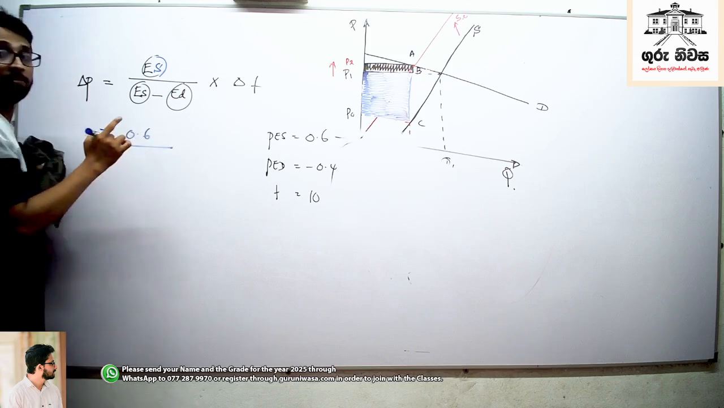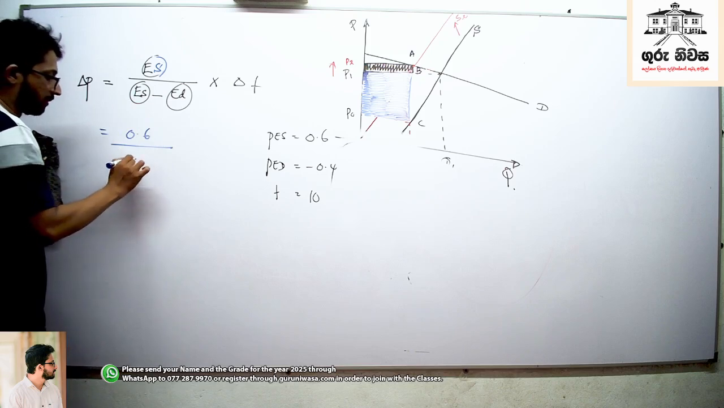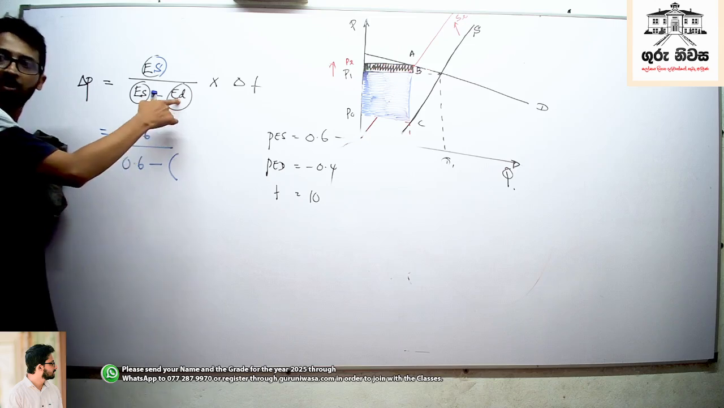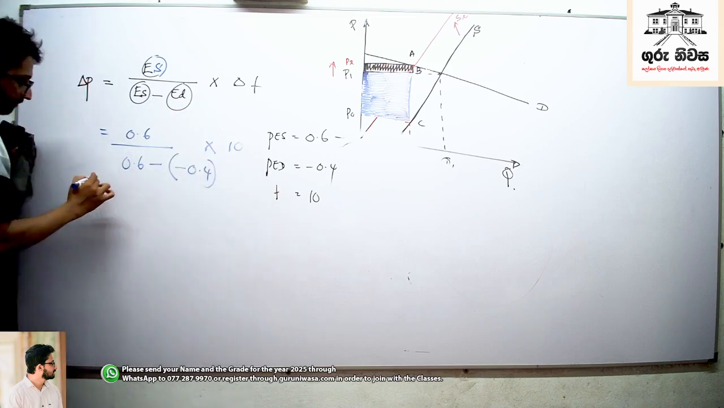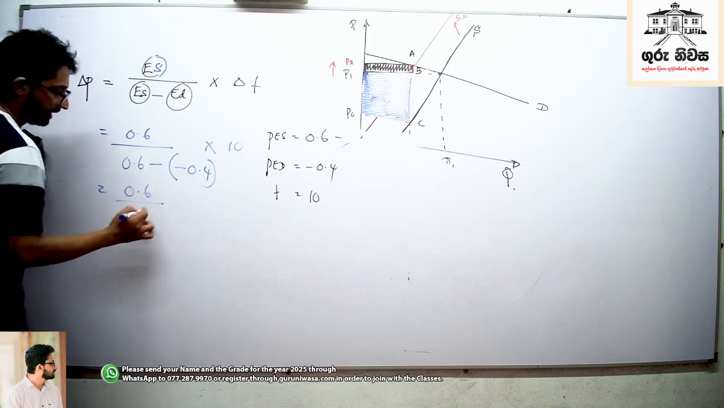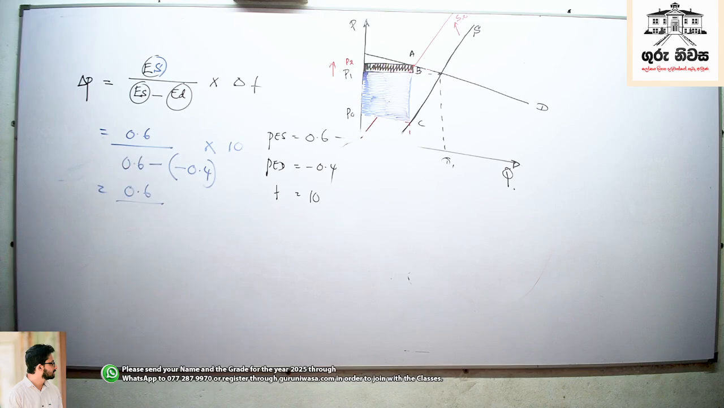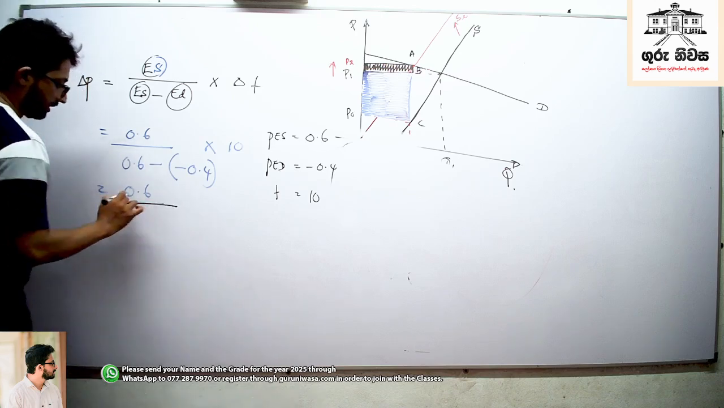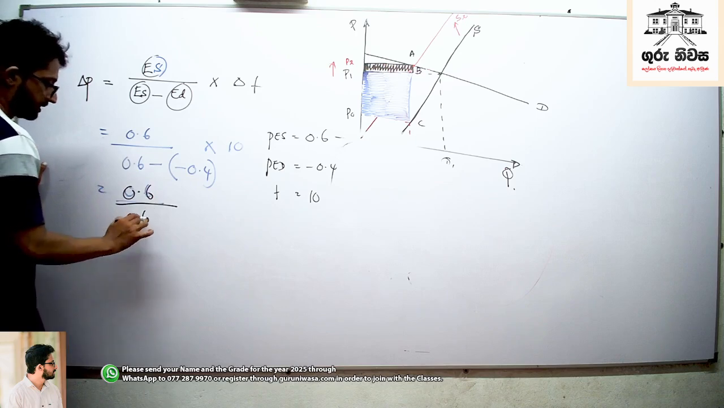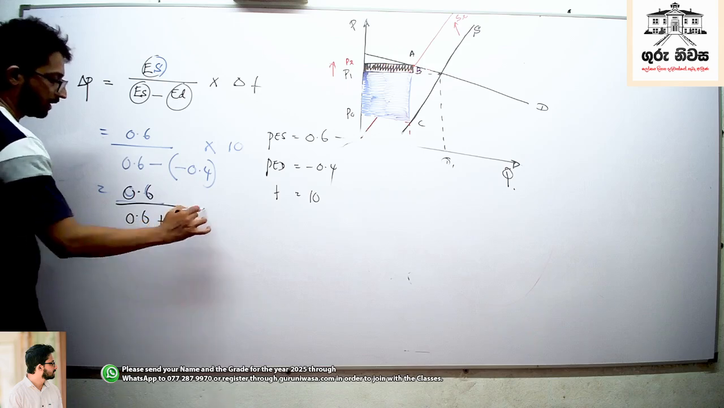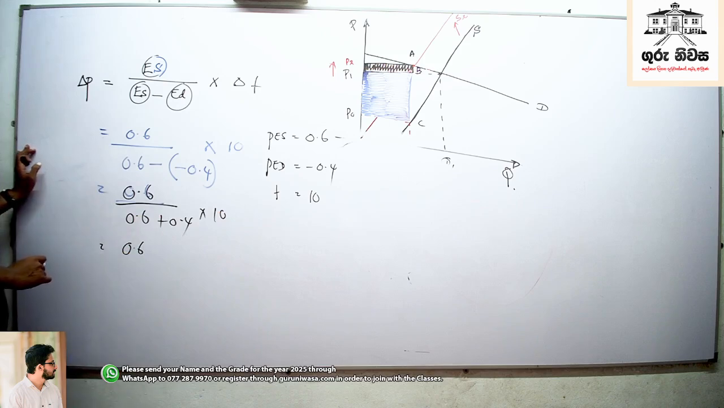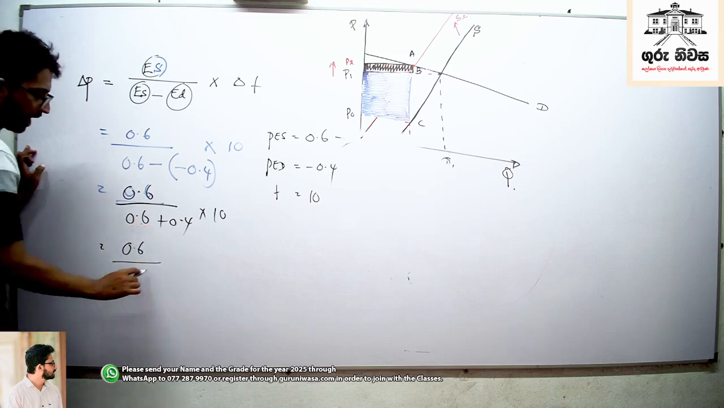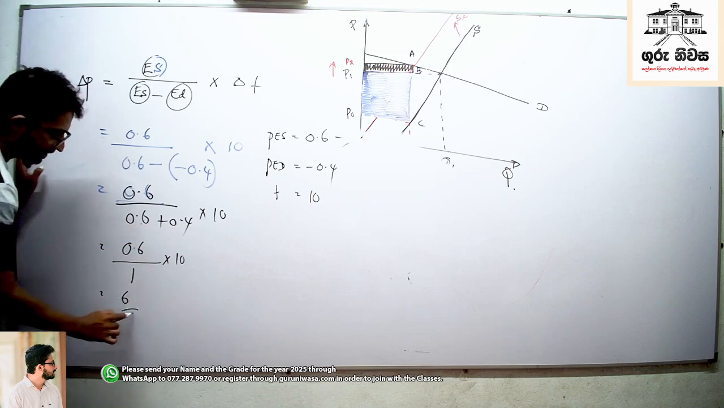ES is 0.6 divided by, here be careful, ES again 0.6 minus PED value, which is minus 0.4, into tax amount, which is 10. Then 0.6 divided by 0.6 minus minus 0.4, meaning plus 0.4, into 10. Here 0.6 divided by 0.6 plus 0.4, which is 1, into 10. Then the answer would be 6 rupees.